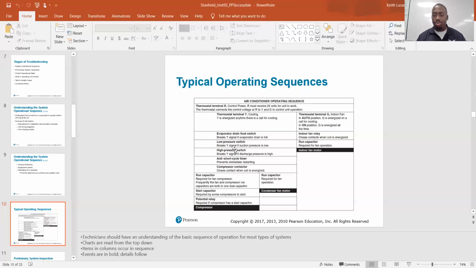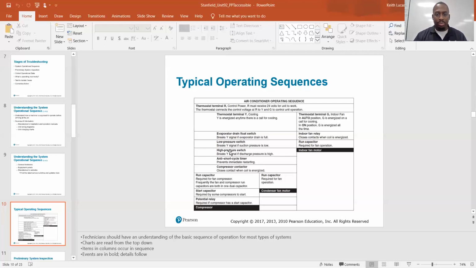Systems that have high and low pressure switches are wired in series. So if it shuts off on high head or low head pressure, either one will cut the compressor off so we don't damage the compressor in either a high pressure situation or a low pressure situation. The low pressure switch is first in this sequence, high pressure switch is after that. Then the anti-short cycle timer or the time delay will be next in that series.